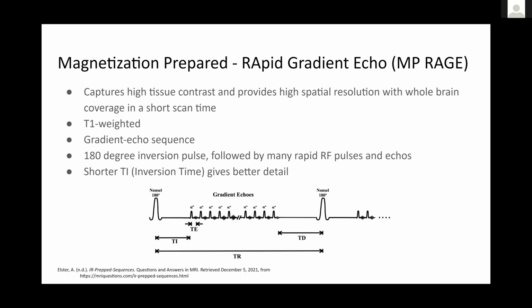MP-RAGE is a gradient echo sequence and consists of a large 180-degree inversion pulse followed by a rapid sequence of RF pulses and echoes, which can be seen on the graph. TI is the inversion time, which is the interval between the inversion pulse and the gradient echoes. TD is the delay time, which is the time between the last gradient echo and the next inversion pulse. Both of these features can be seen on the graph as well.